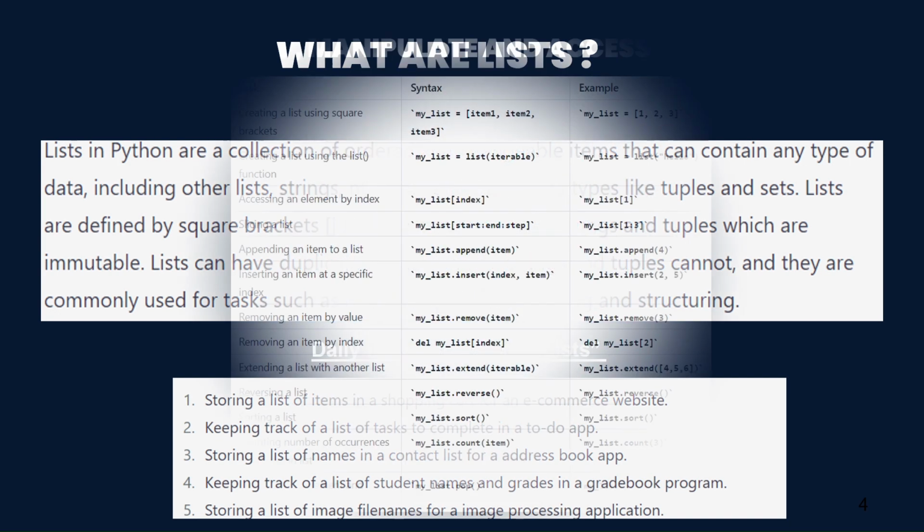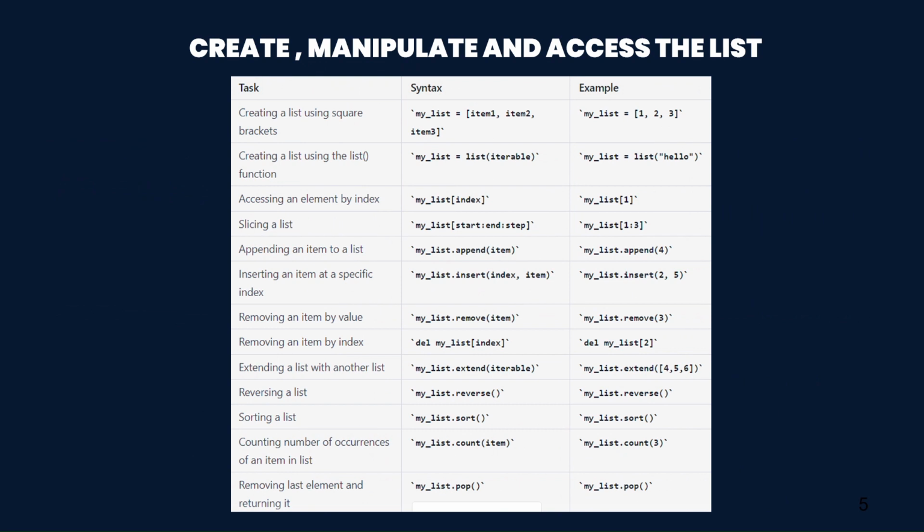Alright, so the next topic is creating, manipulating, and accessing the list. There are many functions in lists, so let's see them one by one. The first function is creating a list using square brackets. To create a list using square brackets, you just have to write elements inside the square brackets with commas. It is like this: my_list = [item1, item2, item3]. For example, my_list = [1, 2, 3].